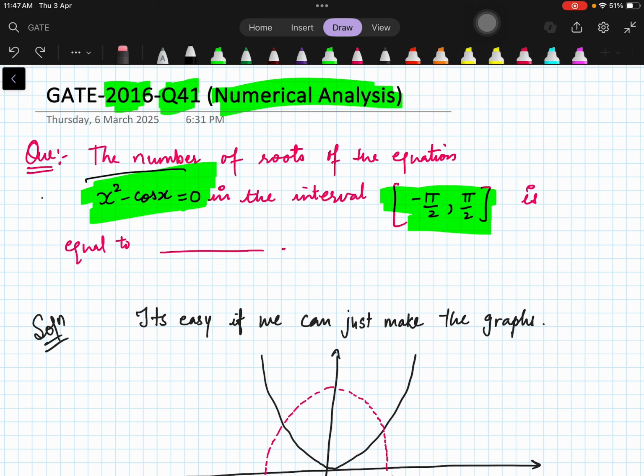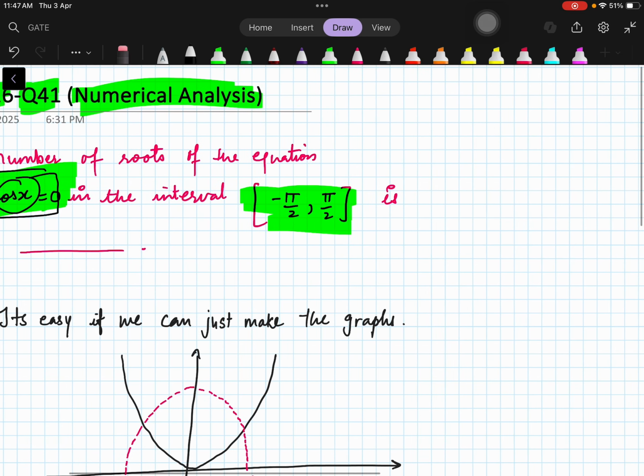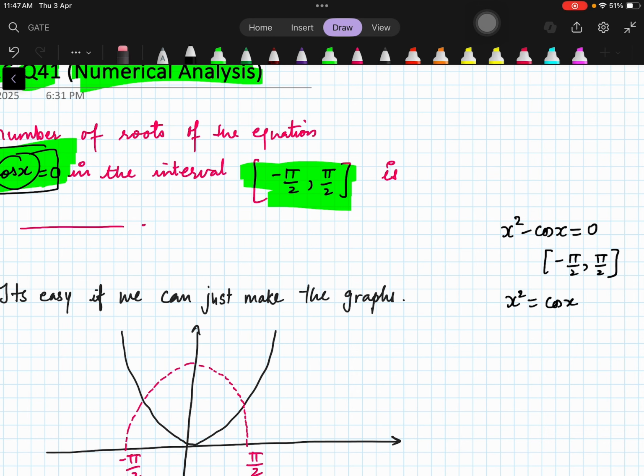Because you see you have x square minus cos x. The best way here is the graphical method, because you can easily plot the graph of x square and cos x, right? Basically, we are looking for the roots of x square minus cos x is equal to 0 on the interval minus pi by 2 to pi by 2, right? That will give us x square is equal to cos x, right? Now we want to know how many roots are there.